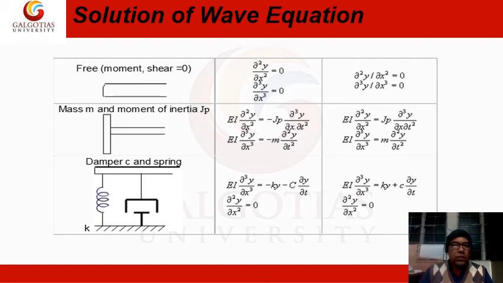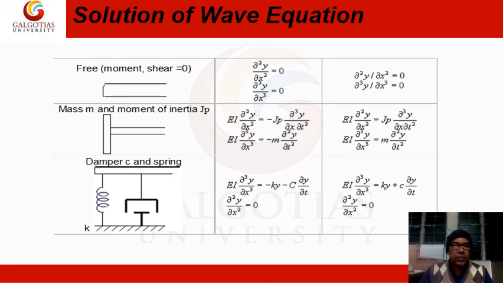For a mass m and moment of inertia Jp at the end, on the left hand side this is the case where EI dou 2 u upon dx squared equals minus Jp, d2 theta upon dt squared, and the right hand side will be of this form too, but the negative term will not be there. The same thing will be there, but without negative terms.